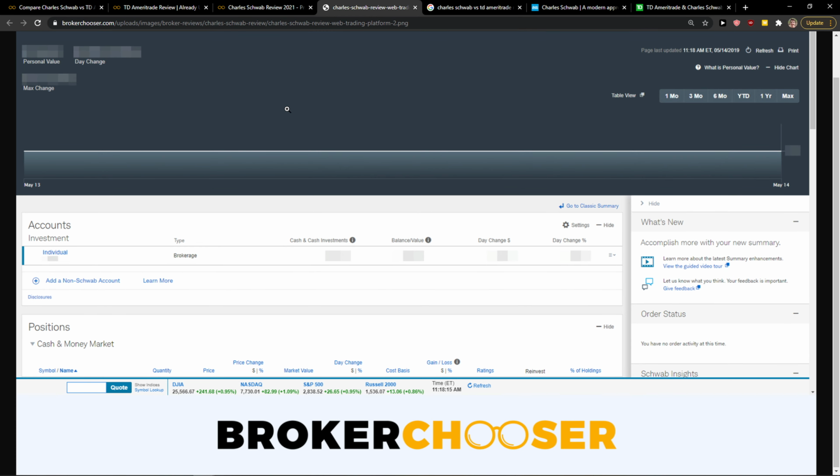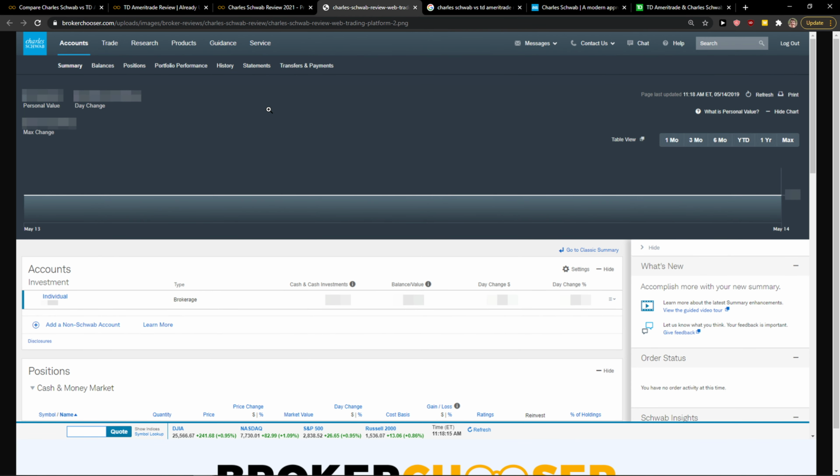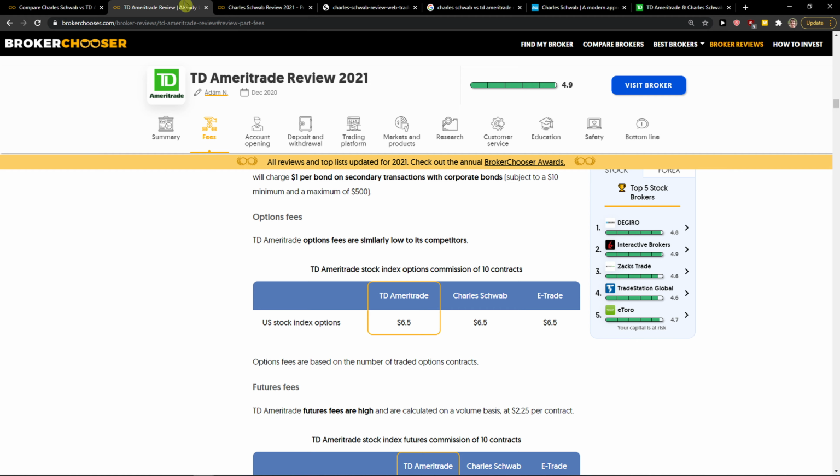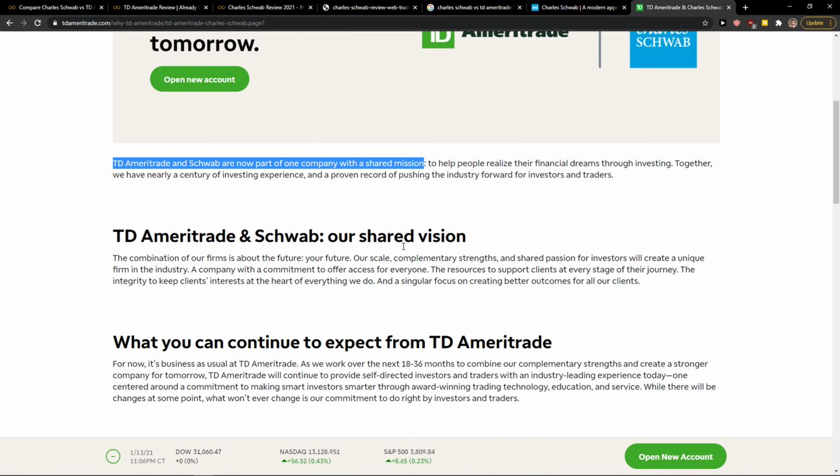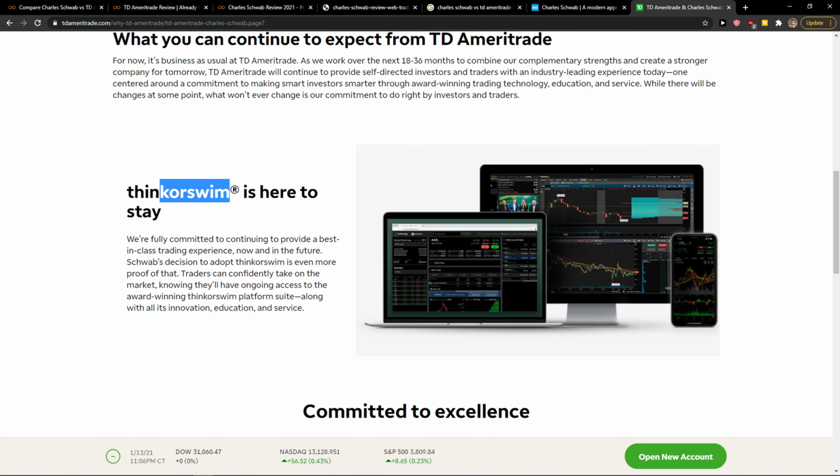Using Charles Schwab for day-to-day investing, I wouldn't do that. I would definitely go with Robinhood, and TD Ameritrade with a trending platform and with their Thinkorswim is top-notch.